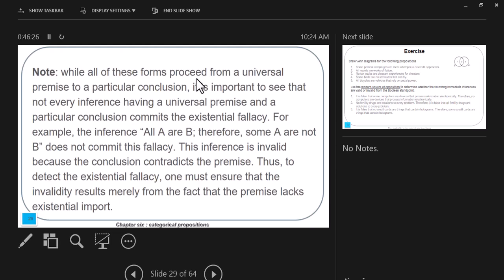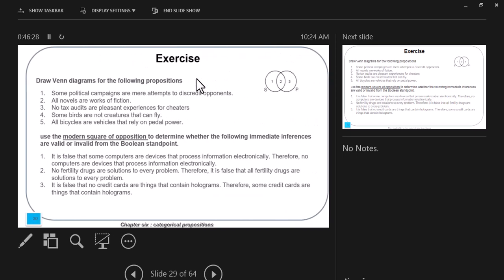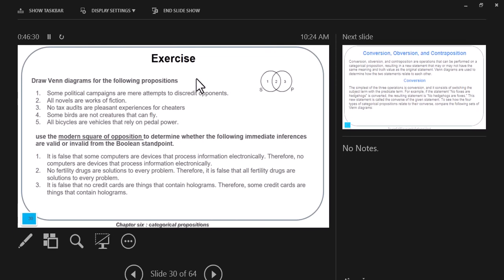Now, in order to illustrate this particular explanation, let's look at this example. Draw Venn diagram for the following proposition. All you have to do is just draw two overlapping circles and represent each region by number for the sake of clarity, and then I use shading or putting an asterisk X inside the proper region.